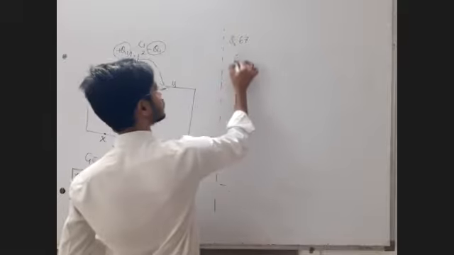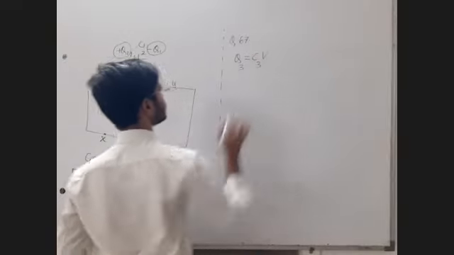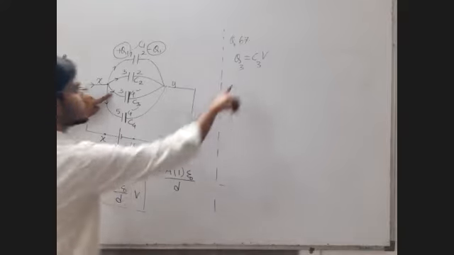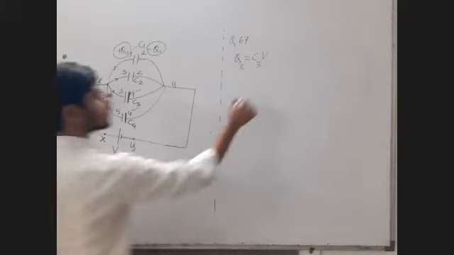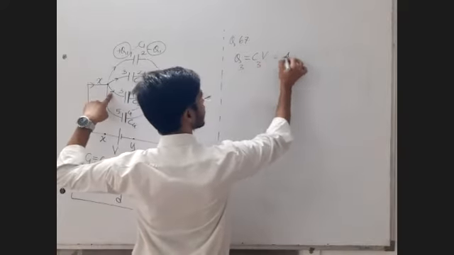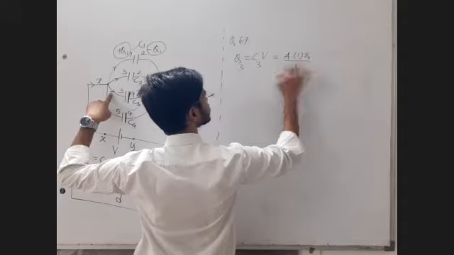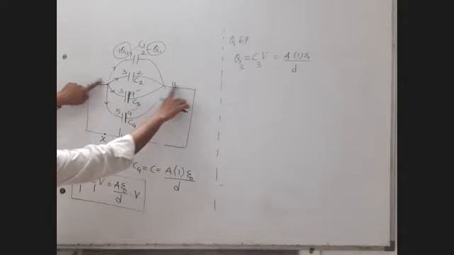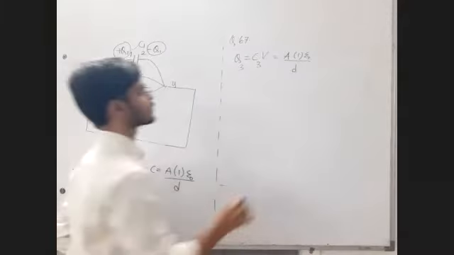Q is equal to CV. Q3 is equal to C3V3. Charge in the third branch, Q3 is equal to C3V3. C1, C2, C3, C4 all are equal. Instead of C3, write A, K is 1, epsilon 0 upon D, and V. V is the potential difference across the third capacitor. It is equal to the potential difference between points X and Y, which is equal to V.